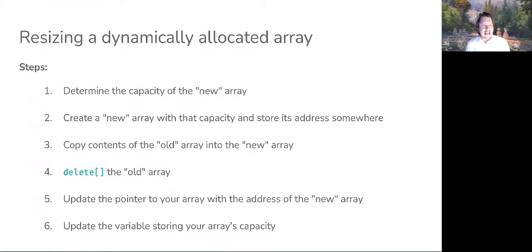Let's recap the steps necessary to resize a dynamically allocated array. Step 1 is to determine the capacity of the new array. This could be some multiple of the previous array, and it would be dependent on the context of your application. Thereafter, we create a new array on the free store with that capacity, and we store its address somewhere. Likely that's going to be a pointer within the function where we're performing this operation. We then have to copy the contents of the old array into the corresponding locations in the new array.